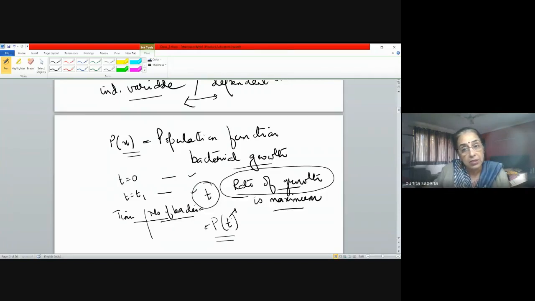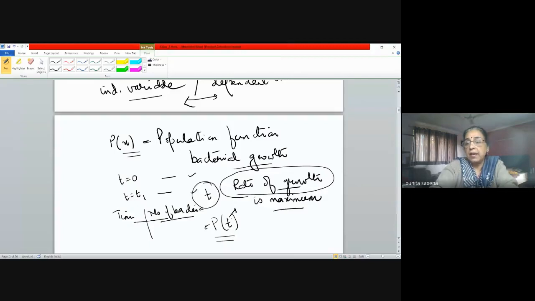Now, see, I'm saying two different things here. Just understand this. My problem can be at what time would the population be maximum, or at what time would the rate of growth be something. What do you mean by that? Rate of growth or rate of decay? What do we mean by that?